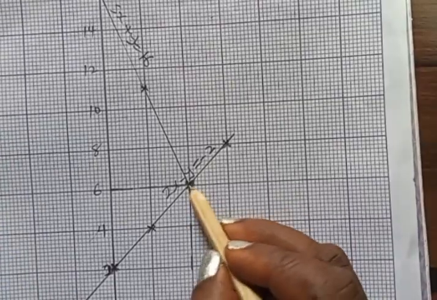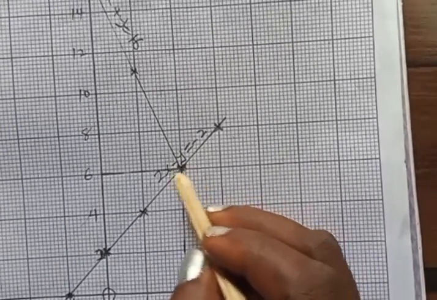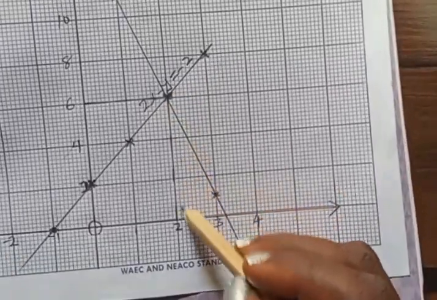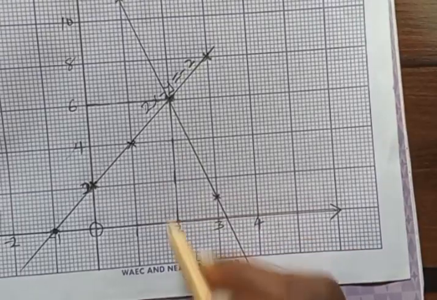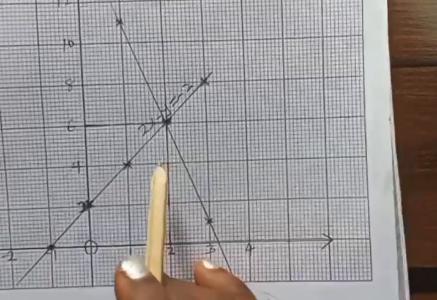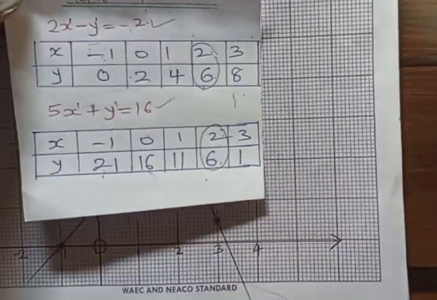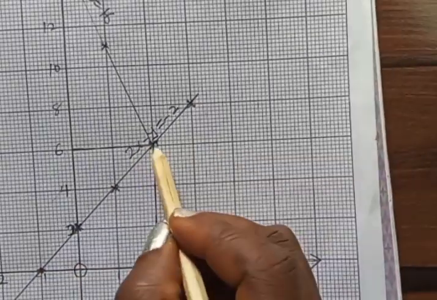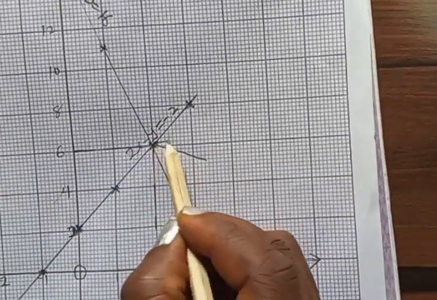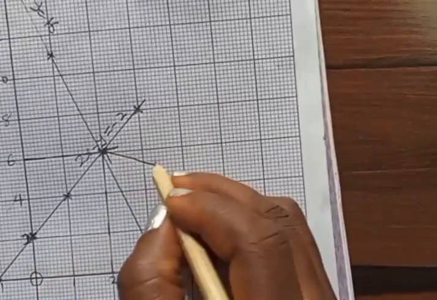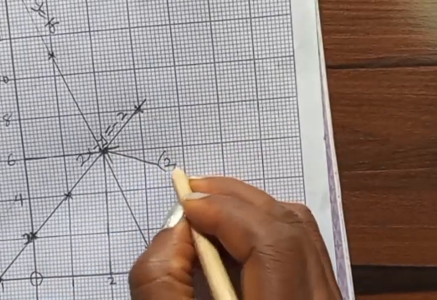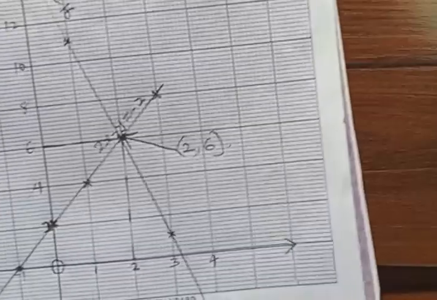So you trace the meeting point, the point of intersection, to the x and y axis. This is x is 2 and y is 6. From the table also, 2, 6. So it's just showing everywhere the solution. The solution is here, this place. In bracket, coordinate form x, comma, y: 2, 6.